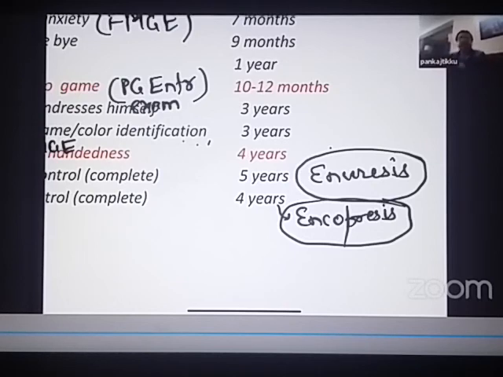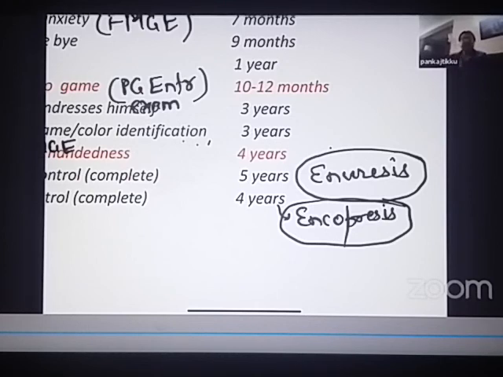Language milestones. When does a child start vocalizing? Vocalizing at the age of 1 month. Monosyllables, ma, ba, da, 4 to 5 months. Babbling, quickly speaking these monosyllables, 6 months. Bisyllables, mama, baba, dada, 9 months. How many meaningful words can a 1-year-old child speak? 2 to 3 words. Jargons, 15 months. When he can speak 4 to 10 words and sentences, 2 years.